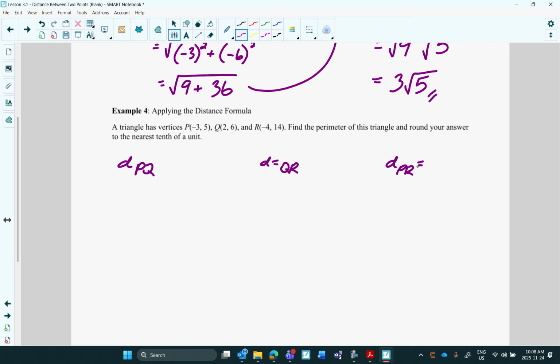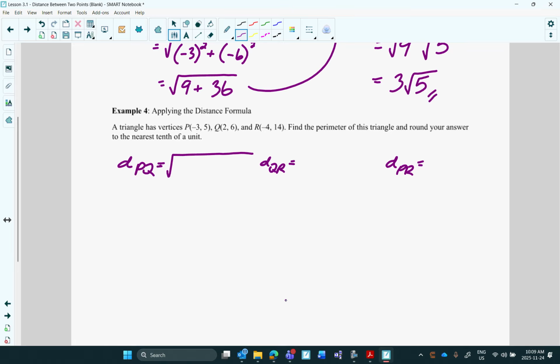So I've got to use the distance formula. I've got to put an equal sign. Distance QR. I got to use the distance formula 3 times. Remember, square root, second x minus first x squared plus second y minus first y squared.